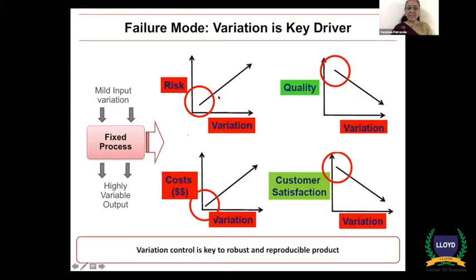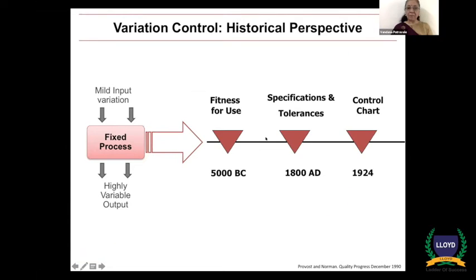As you can see in this slide, it is very well depicted that the risk goes on increasing, the quality falls, cost increases, customer satisfaction also decreases when you have variations. So the key to controlling failures would be to control these variations.